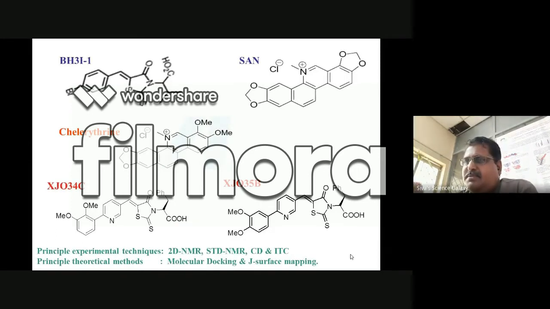Here, molecular docking comes into the picture. So I have taken one very, very unique example for you for the presentation. One molecule is interacting, one molecule is not interacting. The two molecules are highly similar. So when they are structurally similar, how can they differ in their biological properties? To answer this question, we are going to use molecular docking simulations.